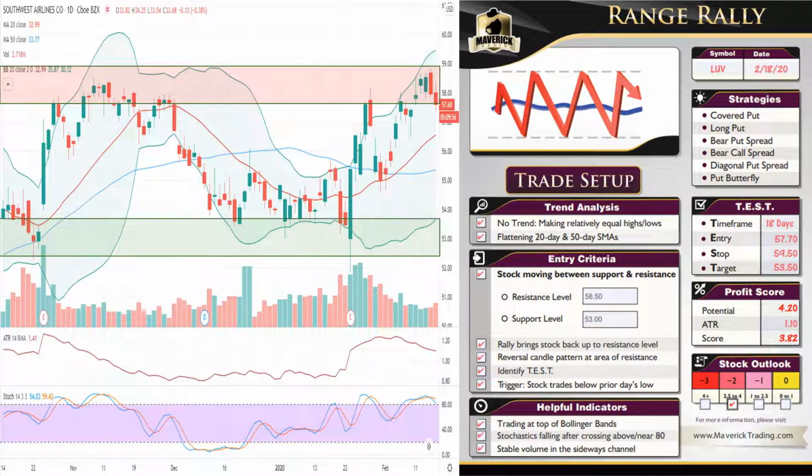You can see that it hit a resistance area right around, what do we call it, 58.50. If you can see in our chart there, our entry criteria has a resistance at 58.50. We have a support down at 53. And I can see that we hit it a few times since the beginning of this chart. Rally brings the stock back up to resistance. Definitely up there. We've got a reversal candle pattern there, right?